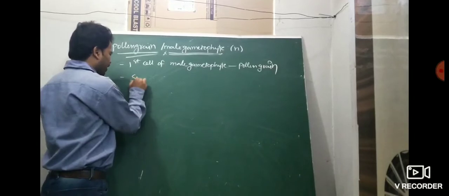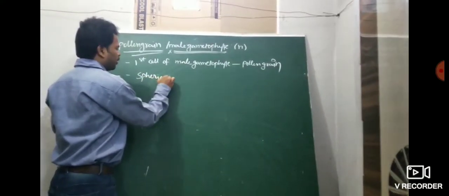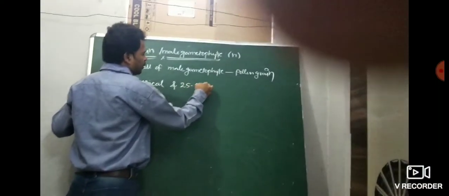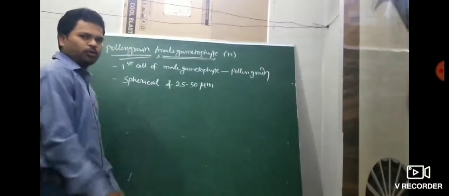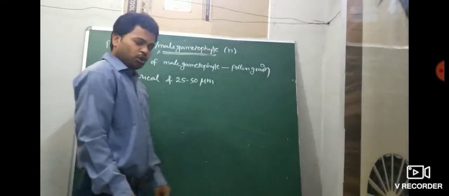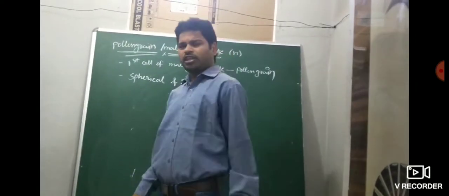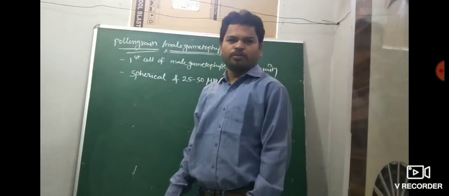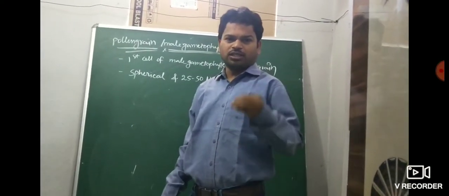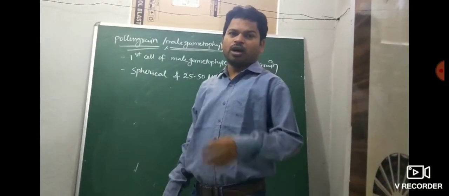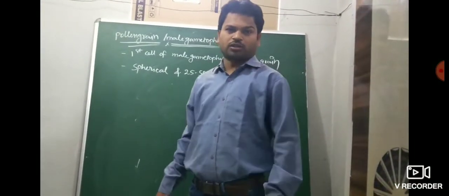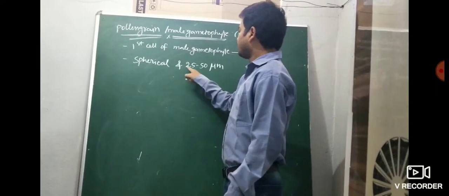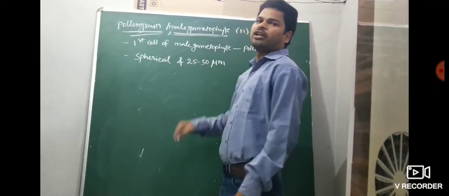Pollen grains are spherical in structure and the measurement is 25 to 50 micrometer in diameter. So this is very important. It was a 2017, 2018 NEET question. The measurement of the pollen grain: A, 25 to 50 micrometer; B, 25 to 50 nanometer; C, 25 to 50 millimeter; or D, 50 to 100 micrometer. They may ask it, so don't get confused on the measurement. Pollen grains are spherical and the measurement is 25 to 50 micrometer in diameter.